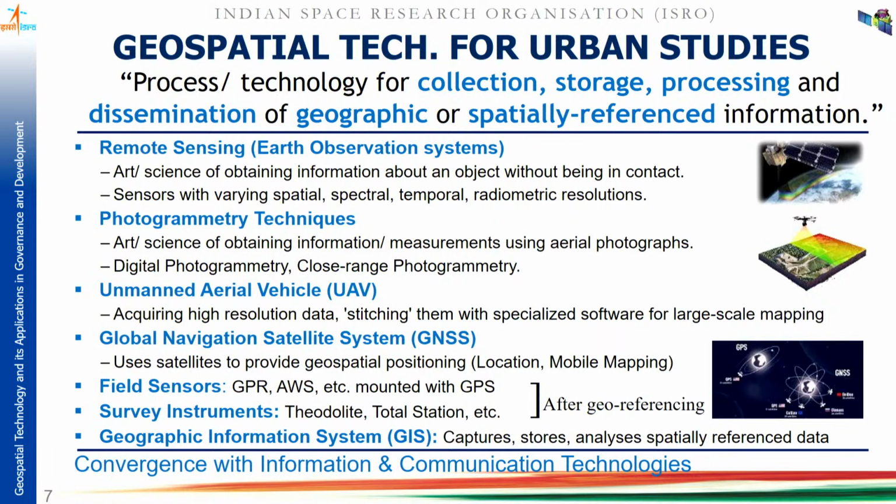Now, coming to the geospatial technology for urban studies, the data sets we are using is remote sensing. Secondly, we are using the photogrammetric techniques, especially digital photogrammetry and close range photogrammetry. These are basically used for generation of digital elevation models or digital surface models, so that we can have a better understanding of the building heights and the topography in the urban areas, which provides a lot of input in the planning of infrastructure facilities, especially the estimation of the cut and the fill operations.